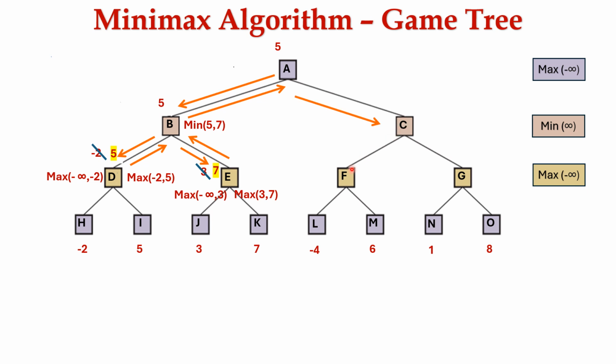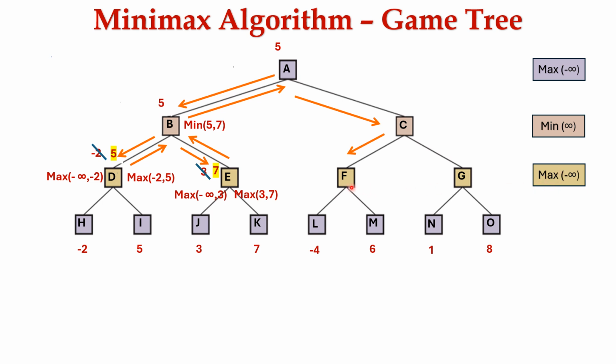Then we move to node F. Node F has two children, that is node L with value -4 and node M with value 6. The evaluation begins by initializing F value as minus infinity. As it is maximizing node, we need to apply max function.